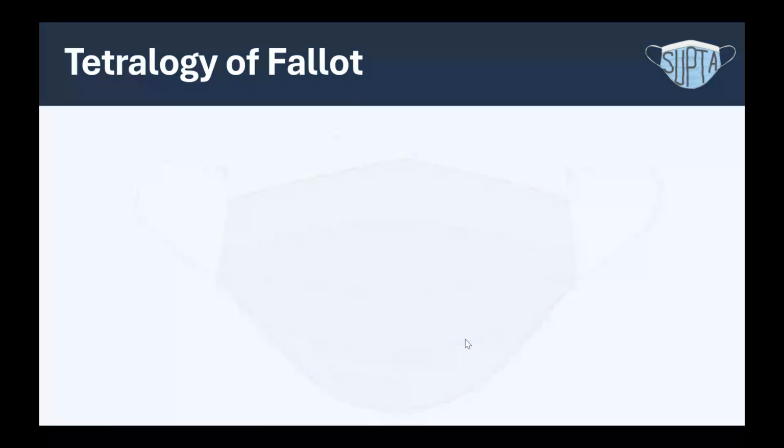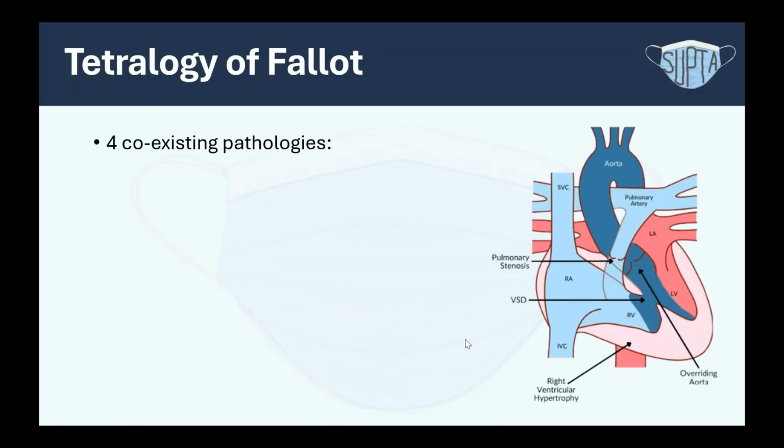Now that we've briefly gone over that, let's talk about tetralogy of Fallot. Tetralogy is going to tell us that there are 4 coexisting pathologies. What we might see is pulmonary stenosis, which is just a fancy way of saying that there is narrowing of the pulmonary valve. So for the blood to overcome this, it has to flow at a much higher pressure. And as a result of that, the right ventricle is going to have to squeeze harder. Now, because the heart is a muscle, if you're going to work it a lot, it's going to grow, or hypertrophy, right?